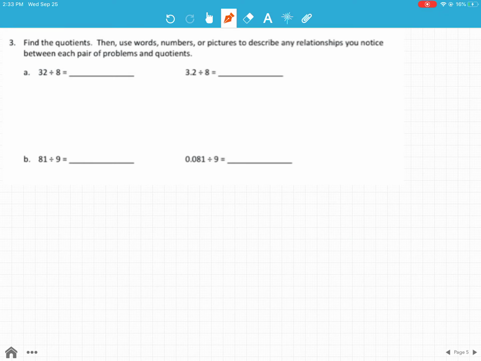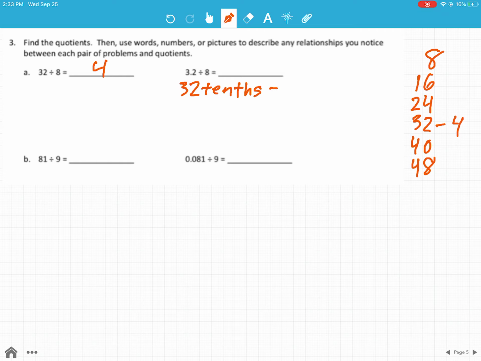All right, so now we have to find the quotient, then use words, numbers, or pictures to describe any relationship you notice between each pair of problems and quotients. So 32 divided by 8, again, you can do the 8 times tables. I already see it right here, it is 4. Now over here, the same kind of idea: 32 tenths divided by 8 will give me 4 tenths. So I'm going to write 4 tenths in decimal form.